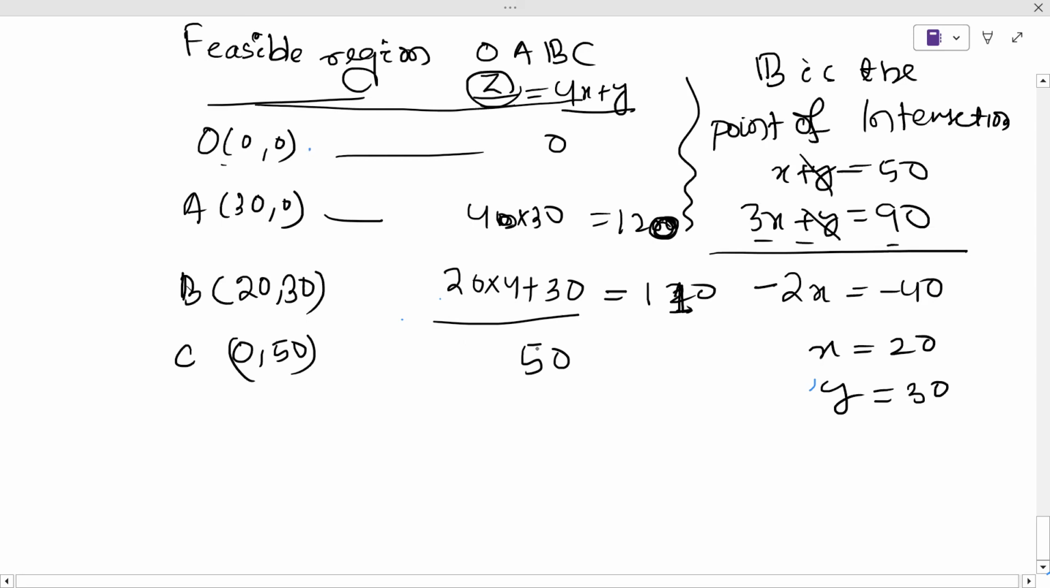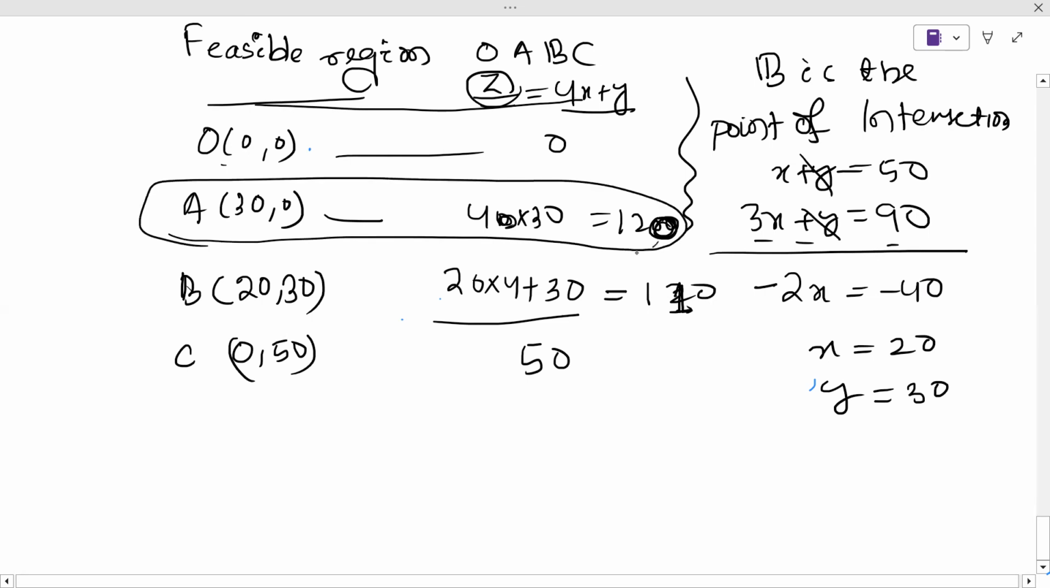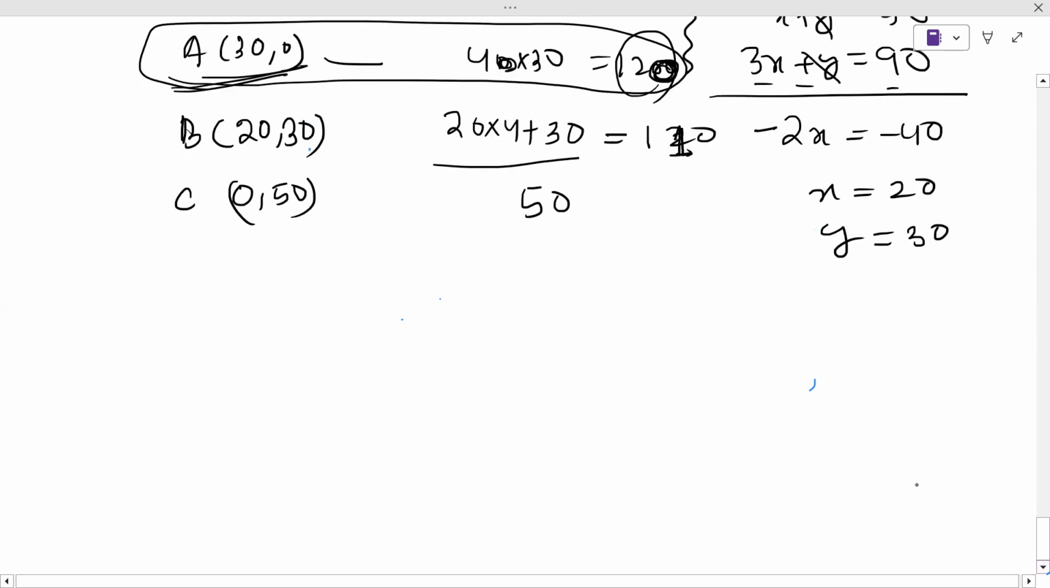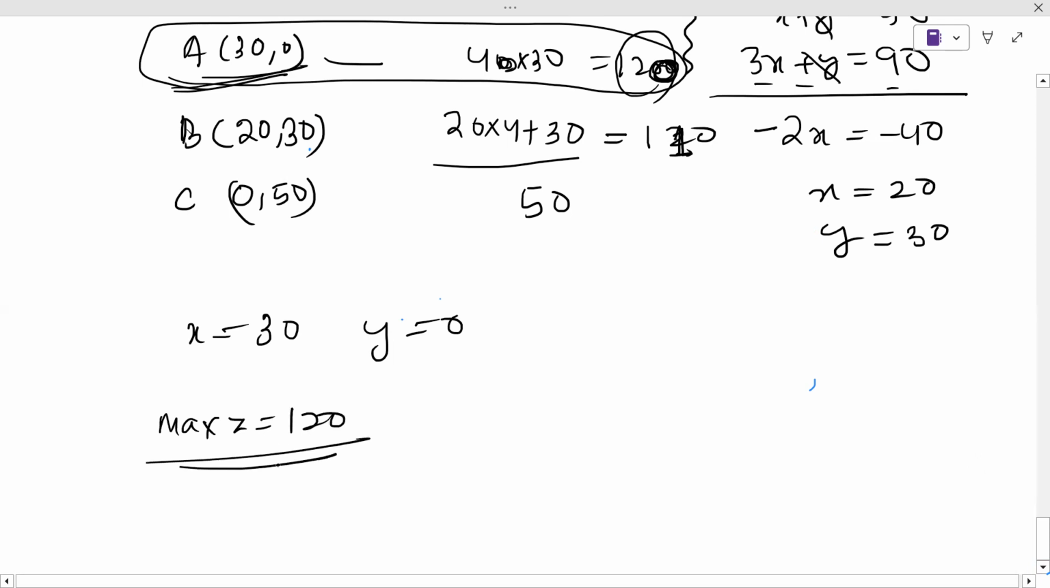So our objective is to find the maximum profit. At which point? Point A gives the maximum profit, because the maximum value of Z is 120. So the plan must satisfy this criterion to get the maximum profit. So x is equal to 30 and y equal to 0, and the maximum Z is equal to 120. This is our solution of the graphical method for the given LPP.